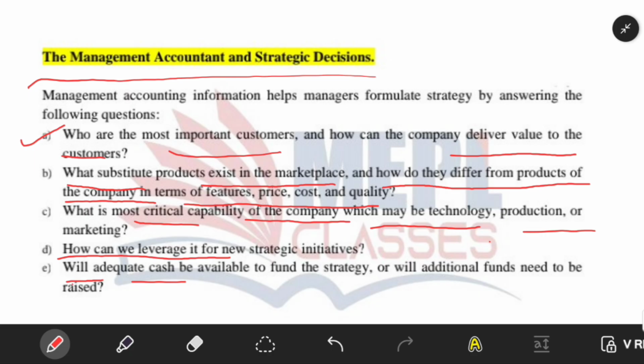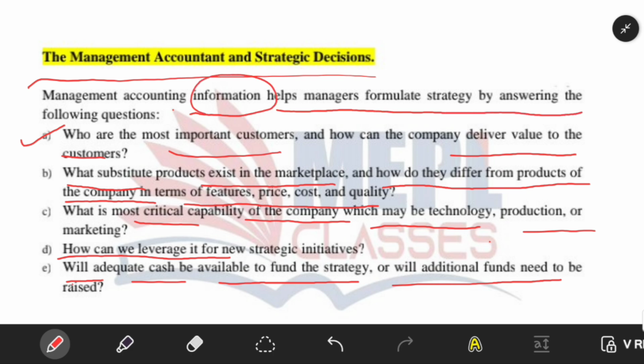Now next is, will adequate cash be available to fund the strategy or will additional funds need to be raised. A strategy can only be successful if there is enough money to support it. Okay, so management accounting checks whether there is enough cash available or if the company needs to arrange extra funds through loans or other sources. So management accounting information helps the managers to formulate the strategy by answering the following questions.